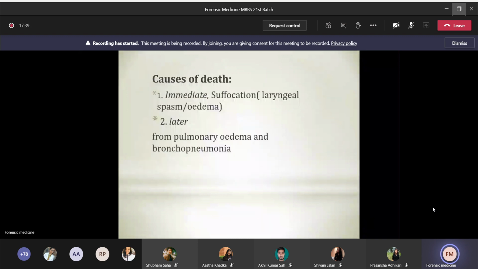So cause of death. In the ingested form, the cause of death will be suffocation, same as that of the corrosive sulfuric acid. So suffocation, and then there will be perforation of the stomach, and then shock. Whereas in the case of the inhalation form, the cause of death will be suffocation, and later on the cause of death will be due to pulmonary edema, bronchopneumonia, or pulmonary fibrosis. Okay, so the cause of death in case of inhalation and ingestion are different.